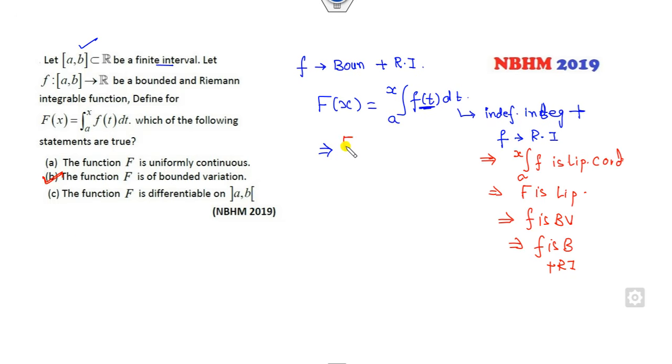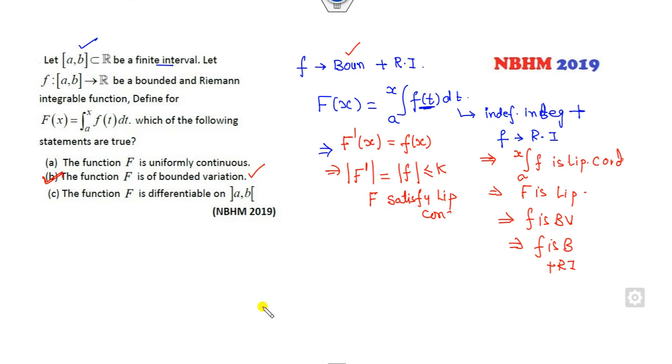Another way, you can find the derivative of this. What is F dash? F dash is nothing but F of x. And what is F given to you? Bounded. So it means it is less than or equal to some k. That means capital F satisfies the Lipschitz condition. So it means it is of bounded variation.